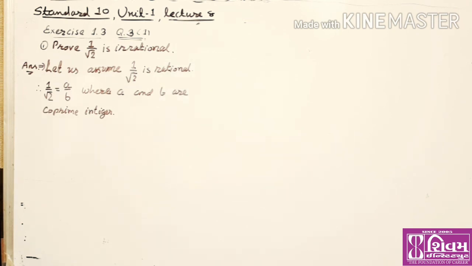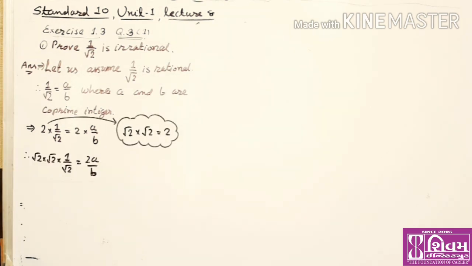Now to simplify the term, by the properties of multiplication, we can multiply by 2 on both sides. So I have multiplied 2 on both sides. Now 2 is the square of root 2. Root 2 into root 2 gives us 2. Therefore, I will write root 2 into root 2 in place of 2. And now the common factors will be cancelled, and we'll get here root 2 equals 2a upon b.